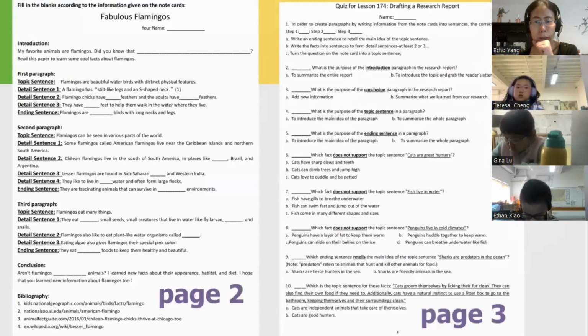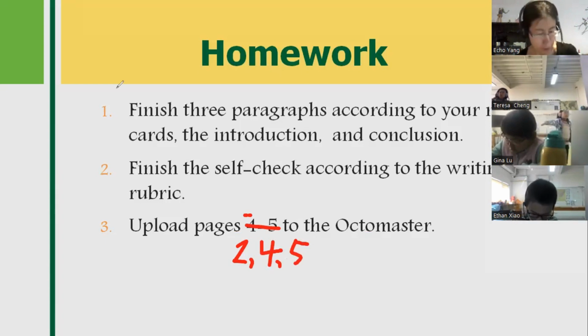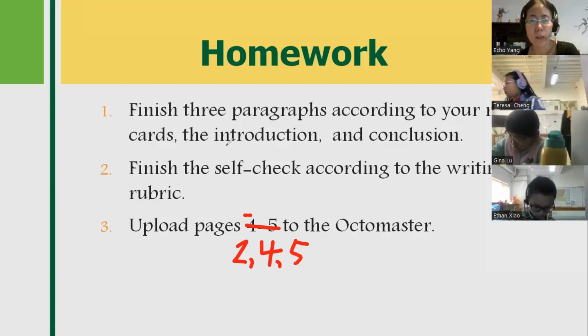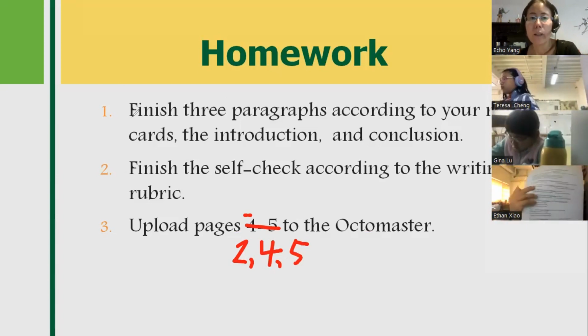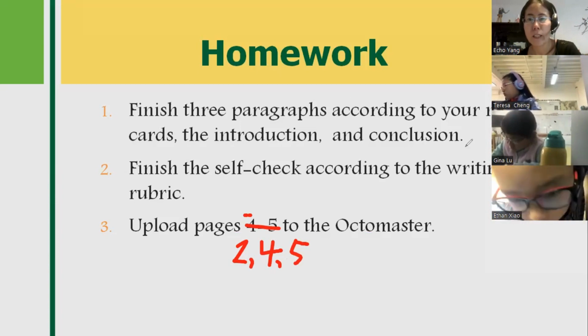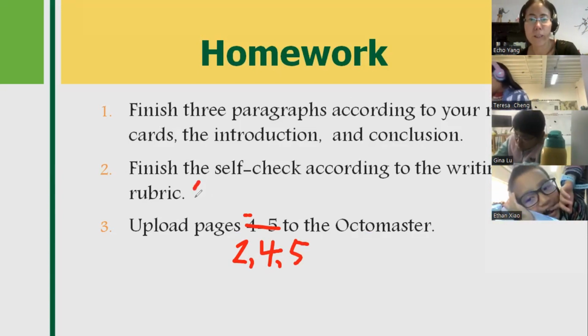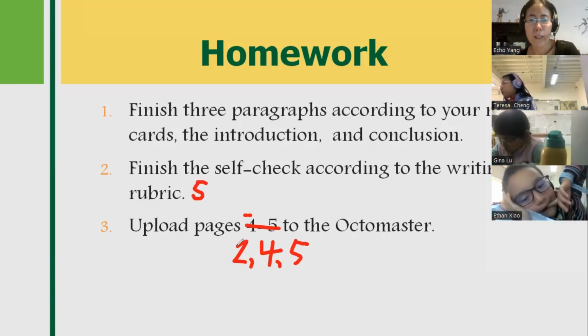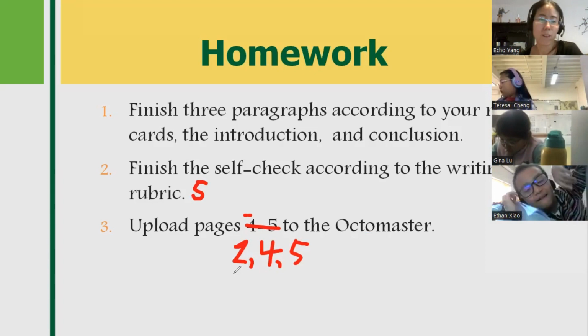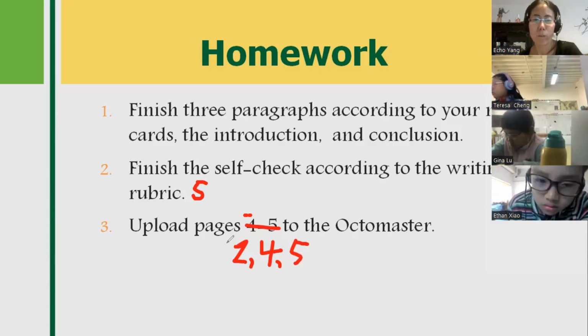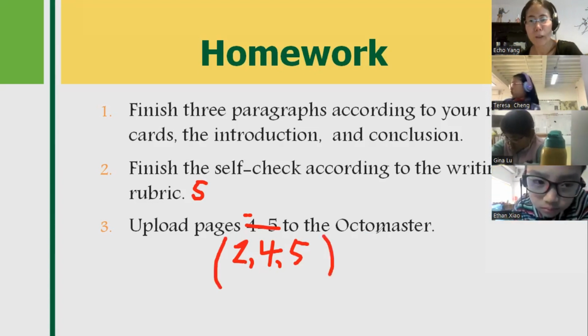Okay. Since we don't have enough time, the homework for you is to finish 3 paragraphs according to your note cards, including the introduction and conclusion, using page 4. And then finish the self-check according to the writing rubric using page 5. And then finish page 2 according to the note card information on page 1. Please upload pages 2, 4, and 5 to OptoMaster.